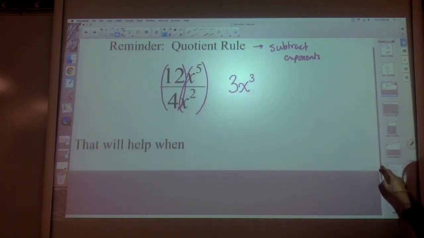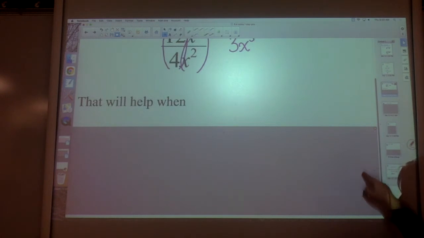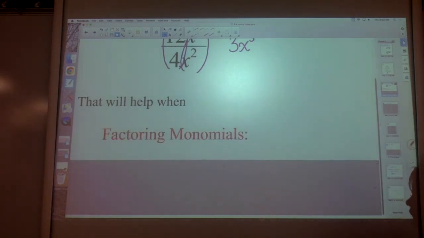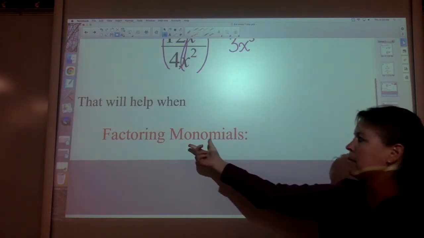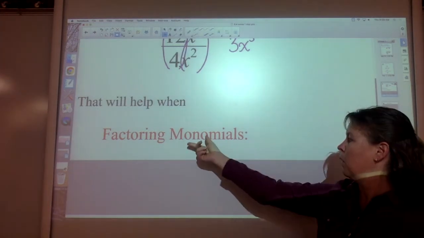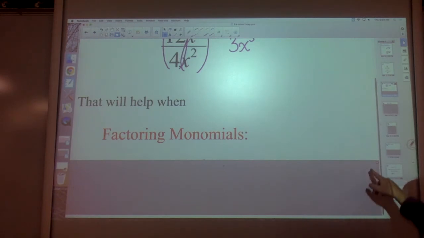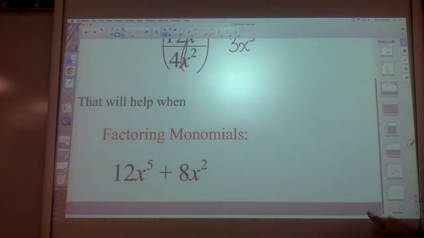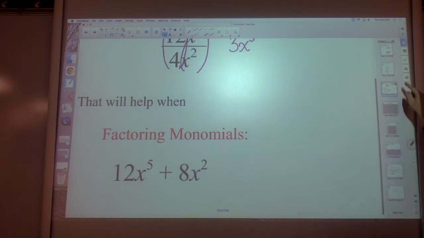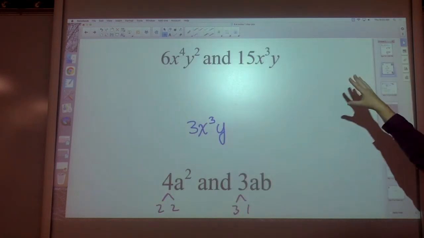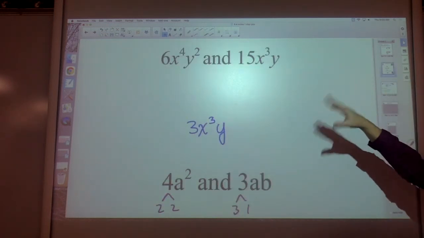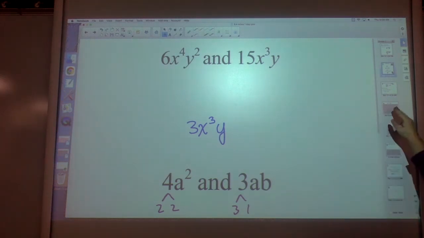Why do we need the quotient rule? Because that will help when we are factoring monomials. Monomials, remember, means one term. 1 for mono, term. And notice I have a plus sign between these two compared to all the other ones. They said find the greatest common factor between this and this, this and this, this and this.